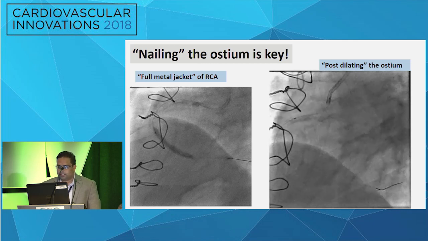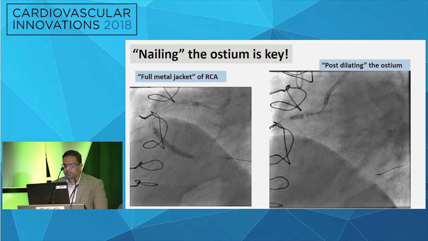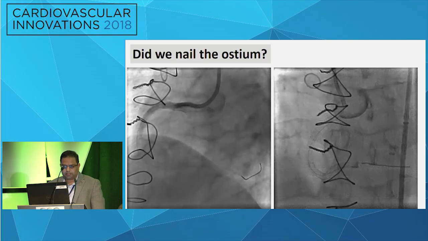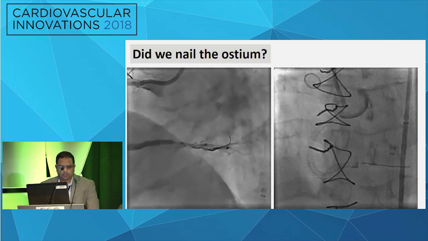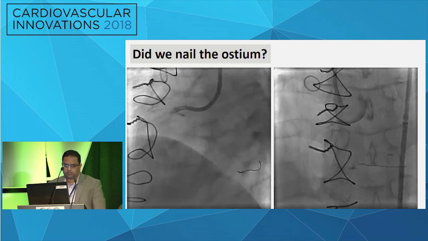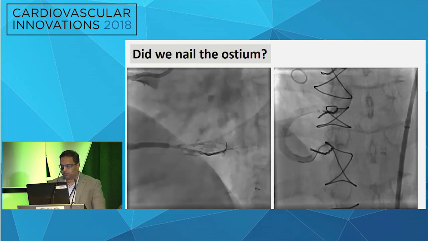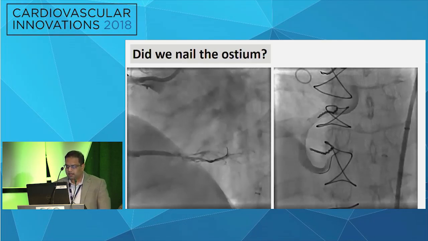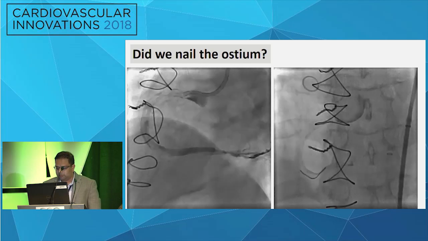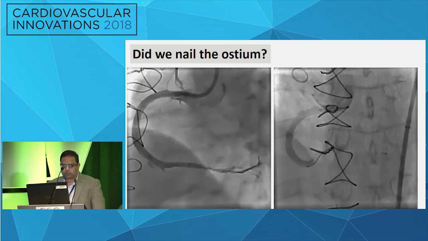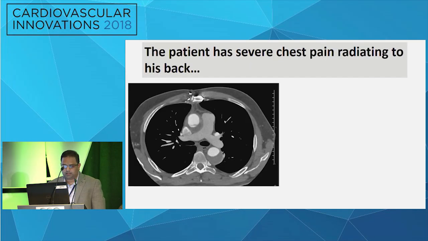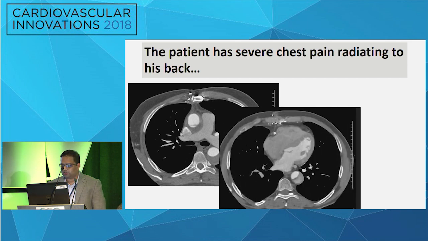Proceed with the full metal jacket. We're pretty confident we got the ostium, we post-dilated. But did we really nail it? Here's our picture, and you can see that there's now a dissection of the aortic cusp there, of the right coronary cusp. We pull back, take a shot. We still feel like, hey, we've nailed this ostium. We're not confident that we need to put another stent in. But of course, the patient develops severe chest pain radiating into the back, and shortly thereafter, CT reveals extensive aortic dissection requiring surgical repair.